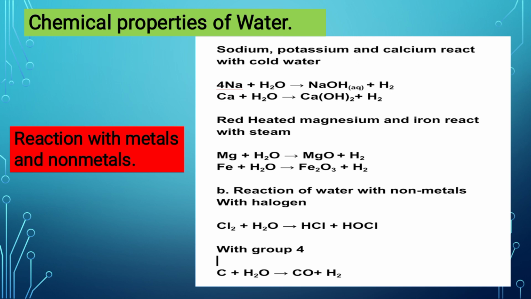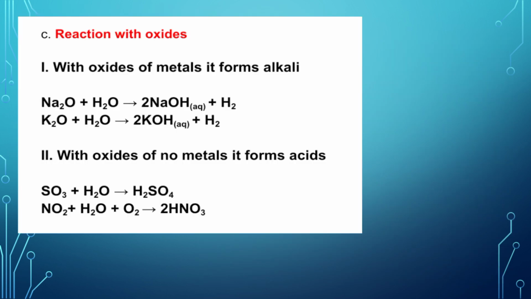For group 4, the C here is going to be coke, and it's going to be red heated coke, and this H2 is going to be steam, and it's going to pass over that. We're going to get what we call water gas, and we actually use this process in the production of hydrogen. The water reaction with metals and non-metals always produces hydrogen, so we can also use water to produce hydrogen in the laboratory. We can actually do that.